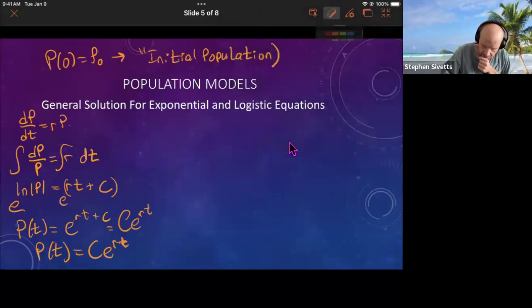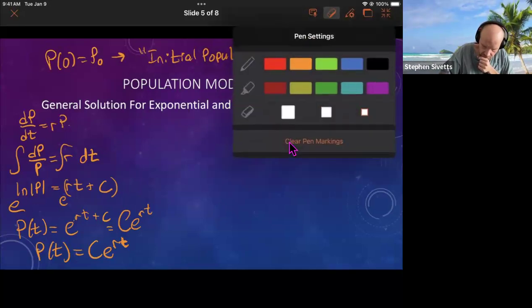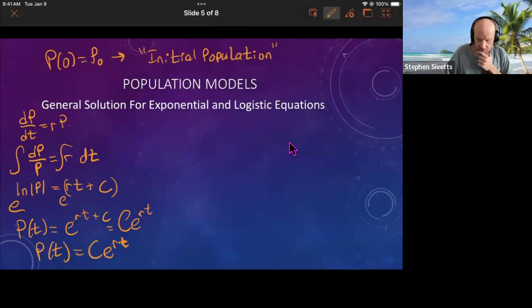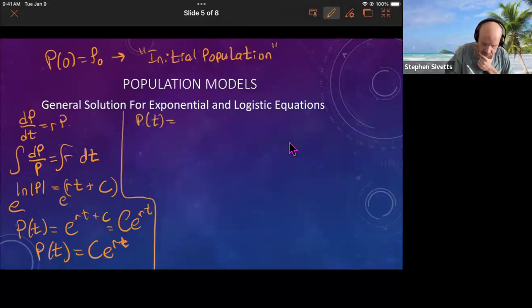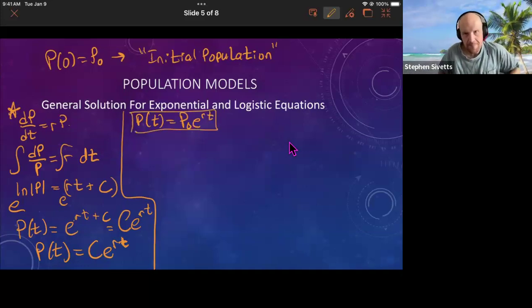The initial population. Okay, so the initial population. And so the particular solution for an exponential equation like this, well, it's just P0 e to the RT. And that's it.